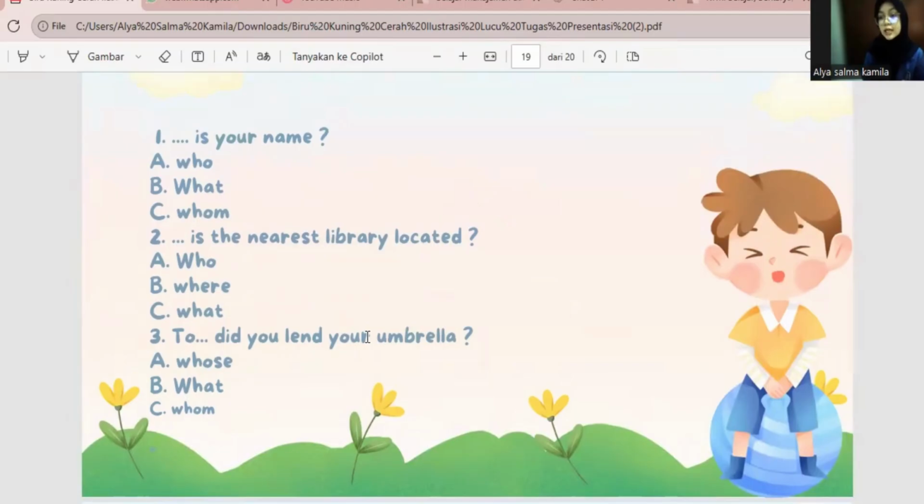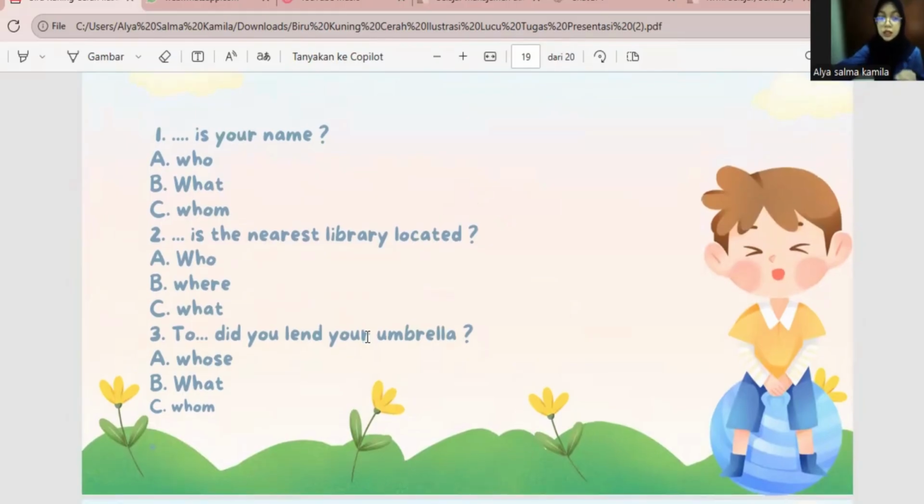And this is a practice question and explanation. Question number 1: blank is your name. The answer is what. The question asks for a piece of information, a person's name, not the person themselves. That's why we use what, not who.